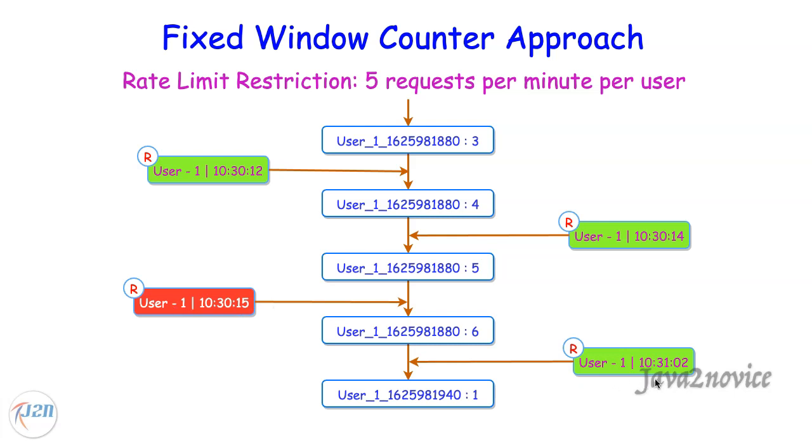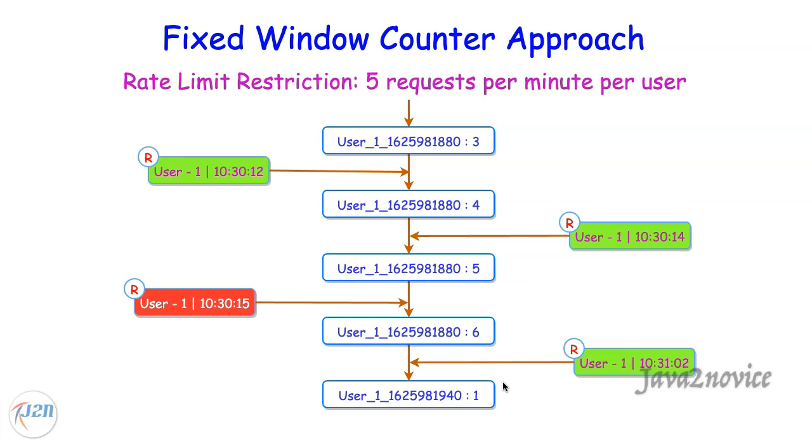The same user is again sending a request at 10:31:02 seconds, which is after a minute. By this time window, the previous key value pair in Redis will have expired. A new key value pair will be created for this request and the counter will be updated. If you notice here, the counter value is 1. Also, the timestamp is completely different from the previous key's timestamp. This is how the fixed window counter approach works.